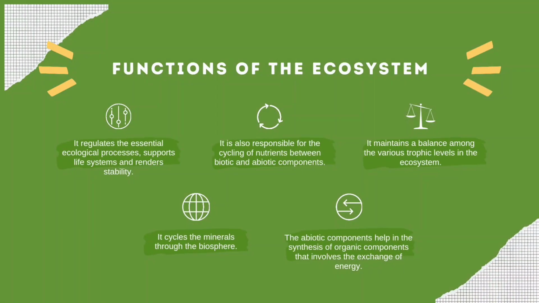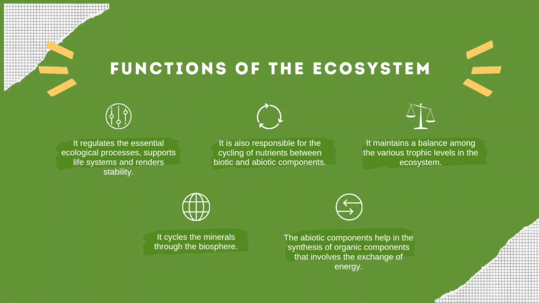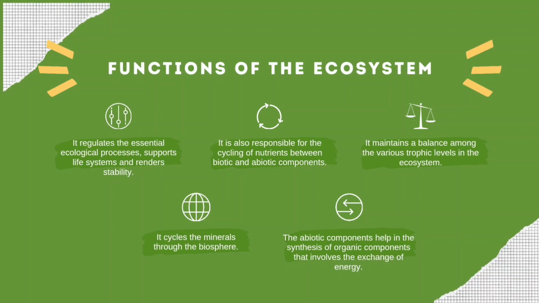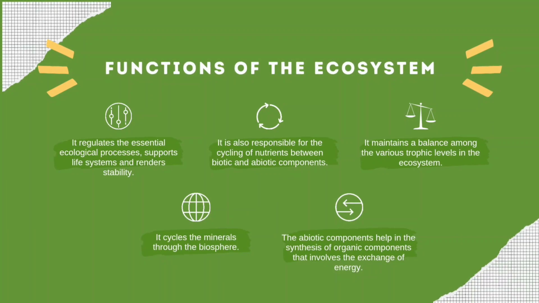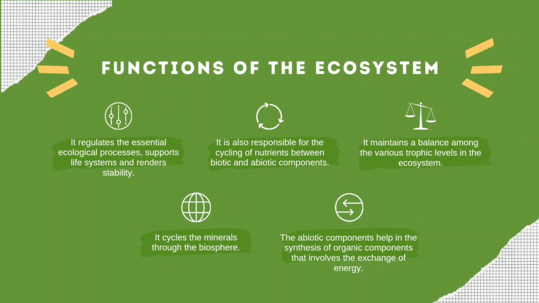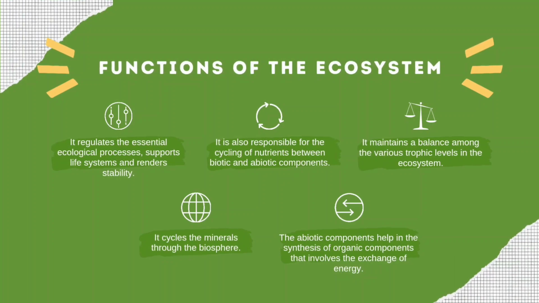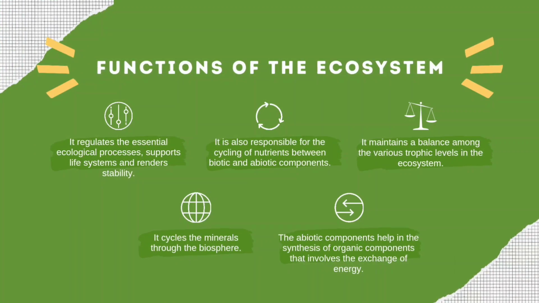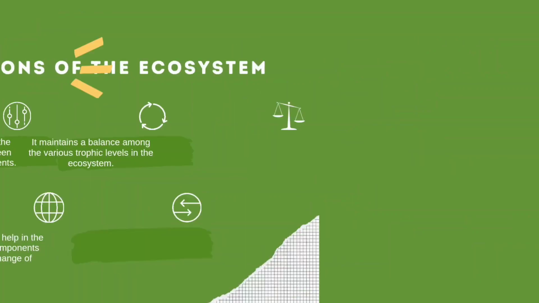Functions of the ecosystem. It regulates the essential ecological processes, supports life systems, and renders stability. It is also responsible for the cycling of nutrients between biotic and abiotic components. It maintains a balance among the various trophic levels in the ecosystem. It cycles the minerals through the biosphere. The abiotic components help in the synthesis of organic components that involves the exchange of energy.